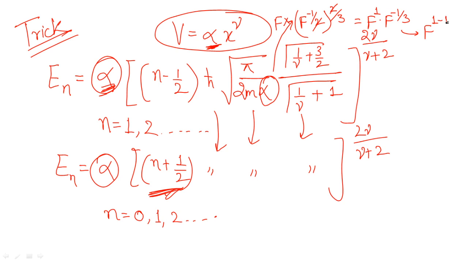So it will give you 1 minus 1 upon 3 because you are adding them. One is positive, another one is negative, and that's how you will get it. It will give you f to the power 2 by 3 after simplification.